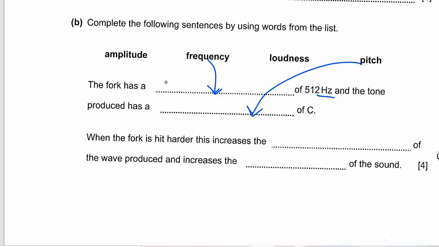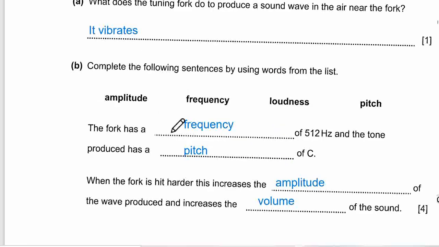When the fork is hit harder, this increases the amplitude of the wave and increases the loudness of the sound. Let's type the answer. So the answer for this question: frequency, pitch, amplitude, and loudness.